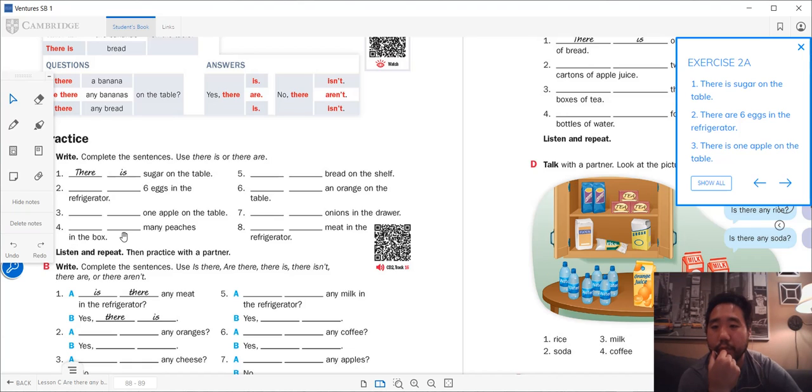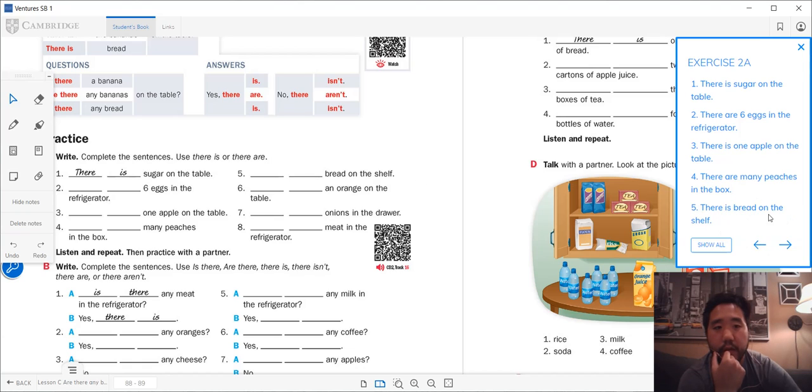Number 4, blank blank many peaches. Peach is also a countable noun, and there are many peaches, so more than one, so it's plural. So we have to say there are many peaches in the box. Number 5, blank blank bread on the shelf. Bread is a noun that cannot be counted. So we have to say there is bread on the shelf.